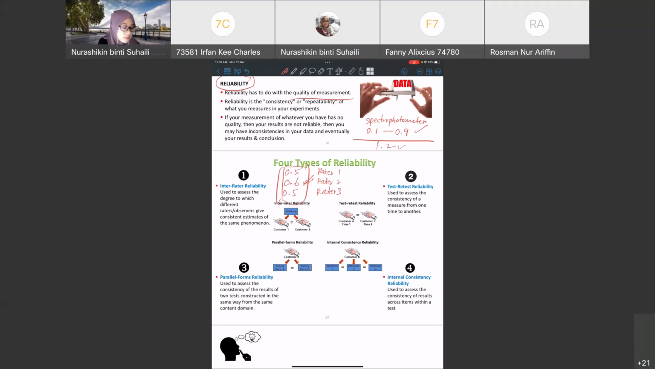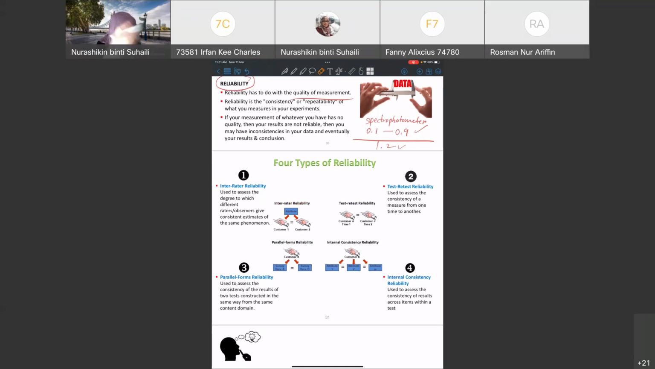Okay, but what happen if let's say the reading is 0.1, another person is 0.9, the same sample, and maybe 0.5. So this one is the reliability is very low lah. You cannot really tell which one is correct actually, 0.1 ke 0.9 ke 0.5? It's not consistent. So reliability can be assessed by assigning different persons to measure. Okay, so that is inter-rater reliability.